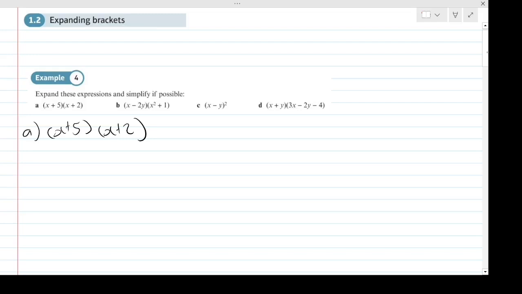So for example, the first term in the bracket, x, you multiply it with all the terms in the next bracket, right? So that's going to be x times x, which is x squared. And then we're going to add x times 2, which should be 2 lots of x. And then we're going to do the same with the second term: 5 times x, which is 5x, and then 5 times 2, which is 10.